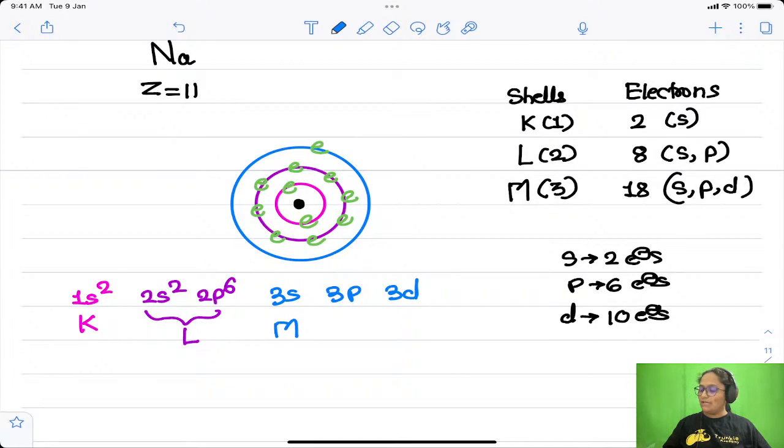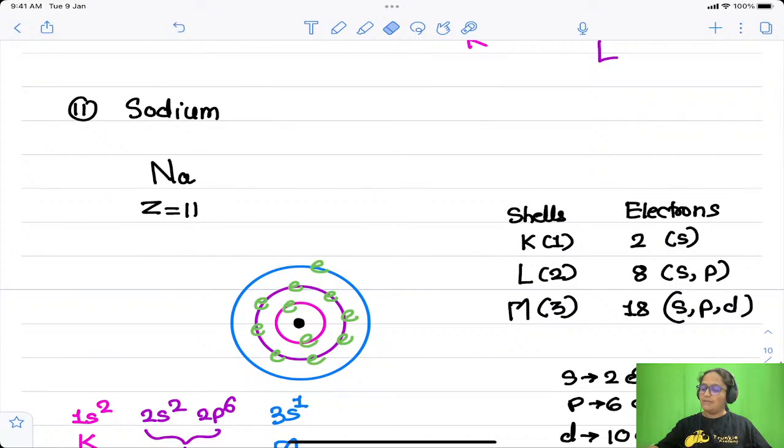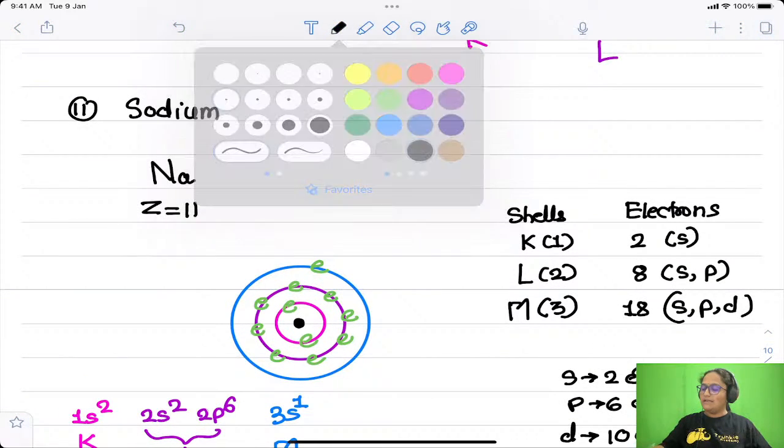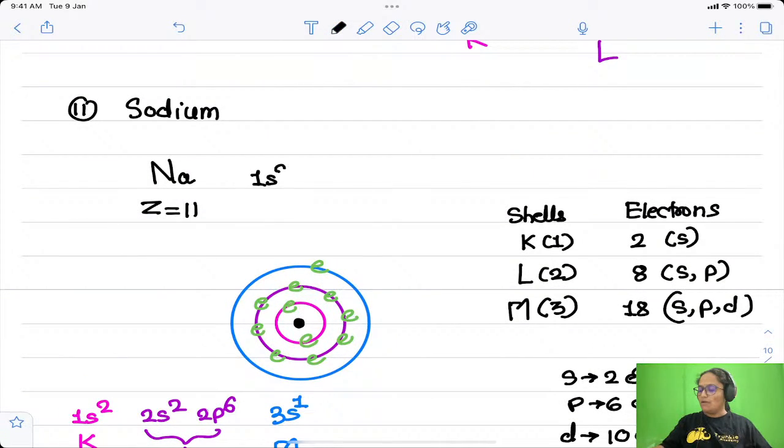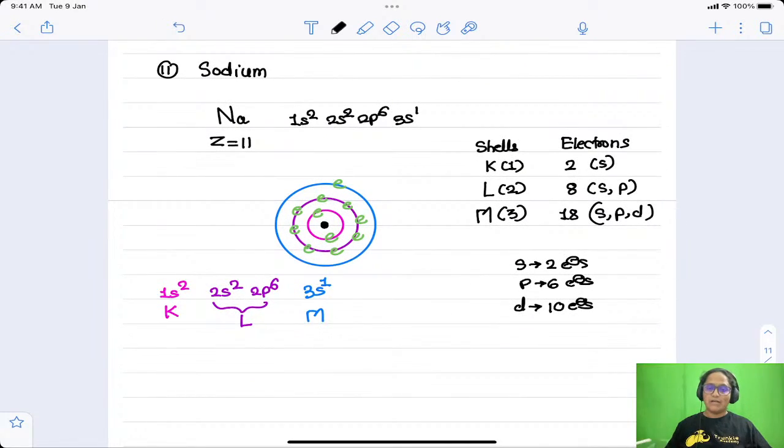First of all, the electron will enter 3s. So 2 plus 2 plus 6, 10 are already done, just 1 is left, and that will enter here. As there are no electrons in 3p and 3d, I will just delete them. Yes, so this is the electron configuration for the sodium atom. I can write it down again: 1s2, 2s2, 2p6 and 3s1.